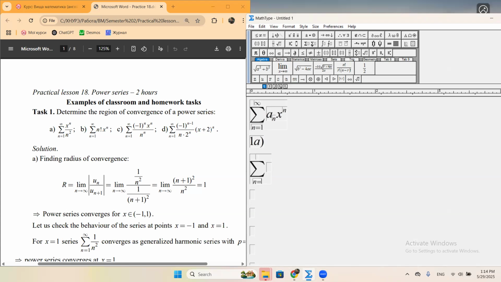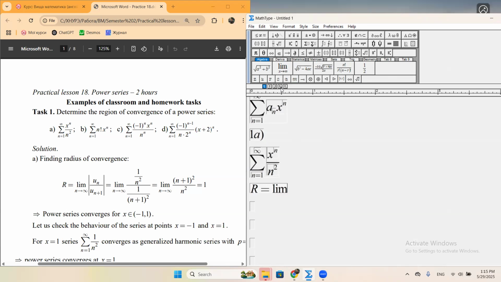The sum for n from 1 to infinity of x to the power of n divided by n squared. For a power series, now we will find the radius of convergence. How do we find the region of convergence, the radius of convergence? It will be found by the next formula.